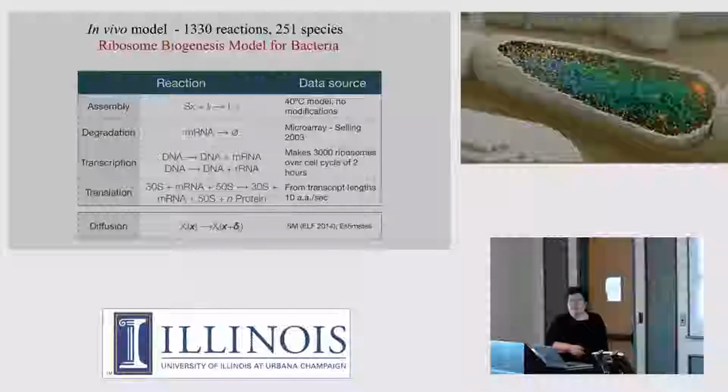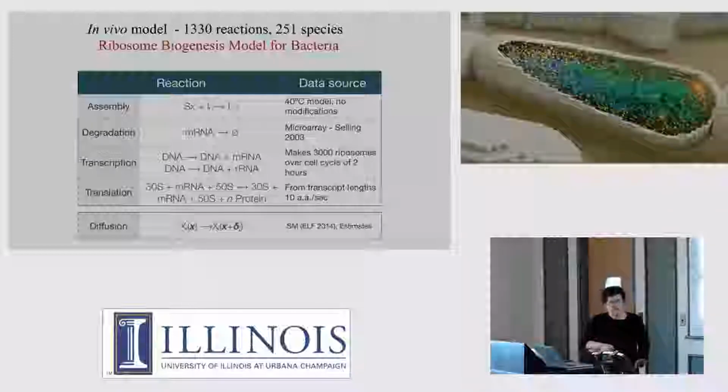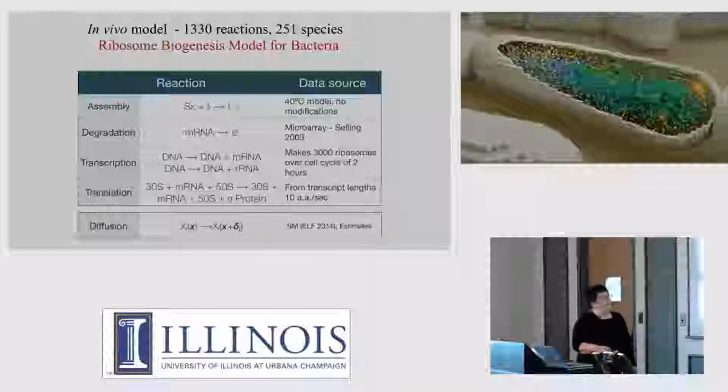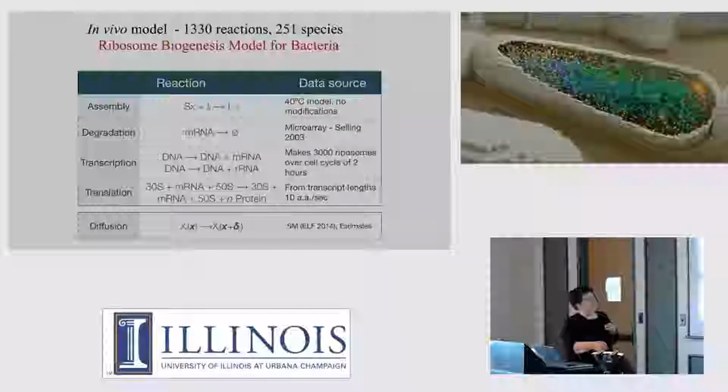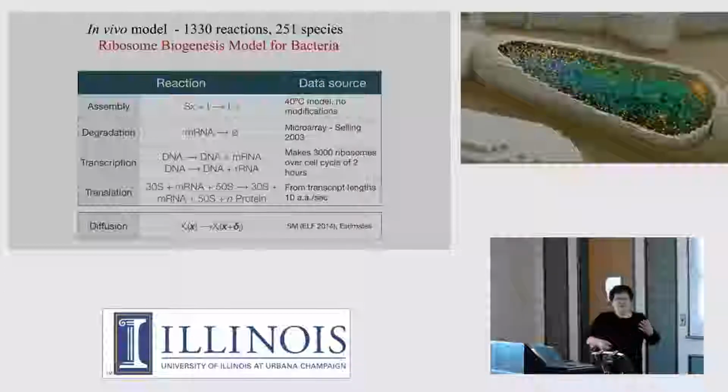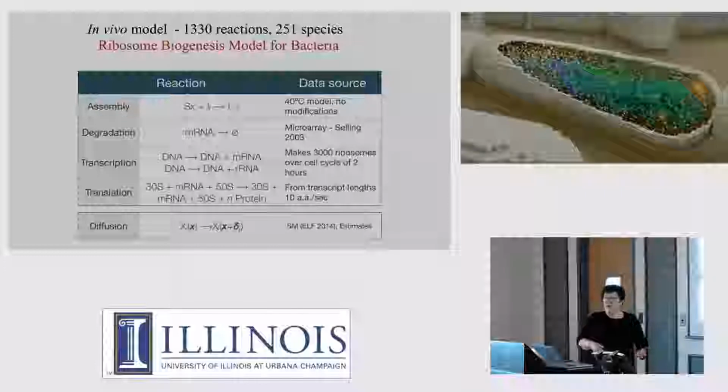Now things can degrade. The messengers decay rather quickly, but they have been measured. And now we're talking about the messengers for the ribosomal proteins. You also have to worry about transcription, not only of the messengers for the ribosomal proteins, but you have to transcribe from the DNA. You have to get the 16S and the 23S. You've got to get the rRNA as well.